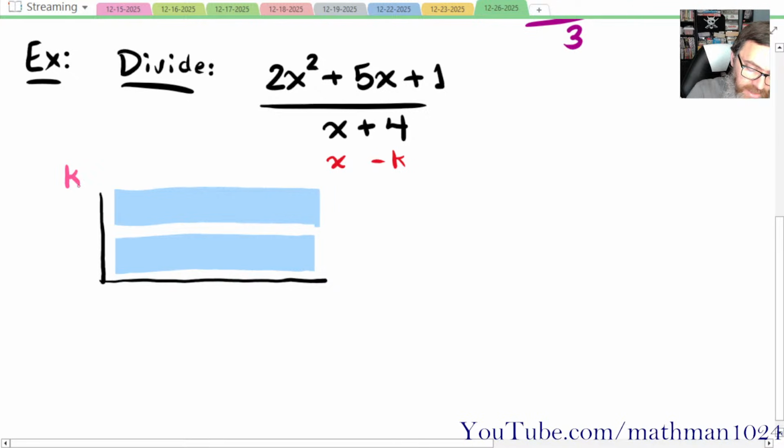I'm going to put some headings here. I'm going to put my k on the top here. Now what I'm dividing into, my dividend, goes all the way up to the 2nd degree. So I'm going to make sure I have a place for x squared, a place for x, and then here at the end, my constant.